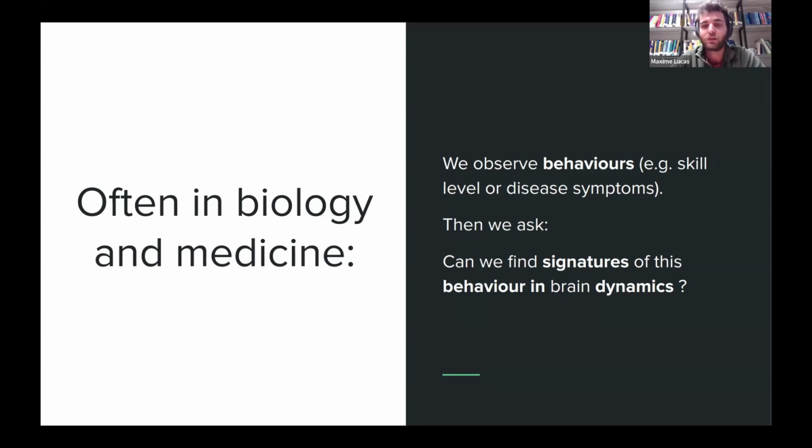Then you could ask, in very general terms, can we find signatures, or can we understand this behavior or these symptoms from what we observe, for example, in the brain dynamics? Can we observe some causes, or at least correlation, between what we observe and what's happening in the brain? So this is kind of general.